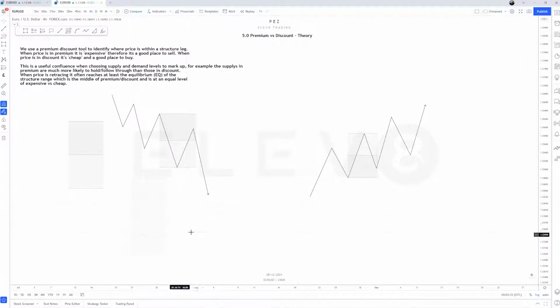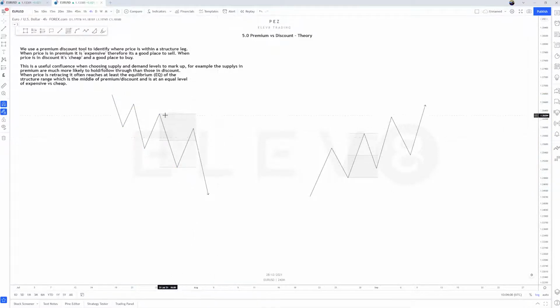So here I have the 25%, 50% and 75%. But nowadays I just use the 50% because you've got premium at the top and discount at the bottom, and it's much easier. So what we're expecting when we draw our tool is for price, when it starts retracing, to retrace to at least the EQ of the range, so at least to here.